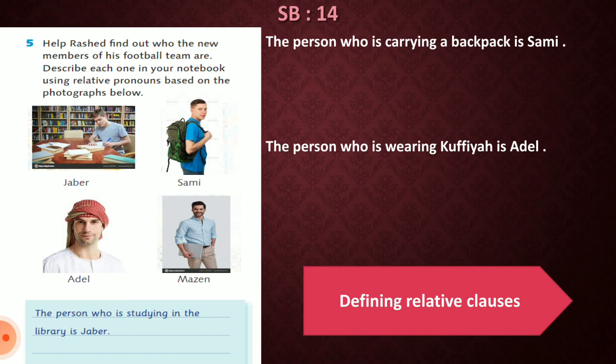And the last one, Mazen. Now we can see here that Mazen is holding a laptop in his hand. So we are going to say that the person who's carrying a laptop is Mazen, or who is holding a laptop is Mazen. Now I want you to see that all the relative clauses we have here are defining relative clauses.